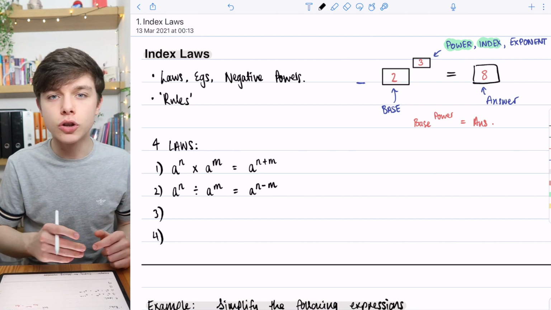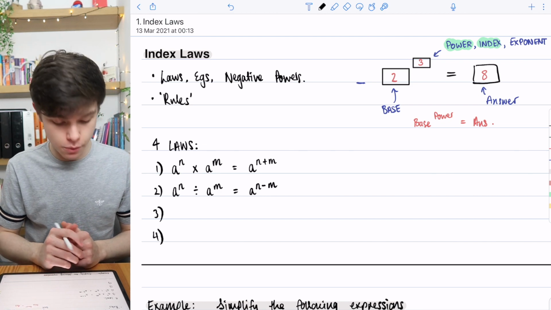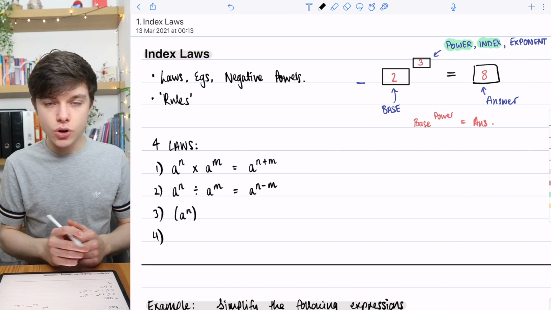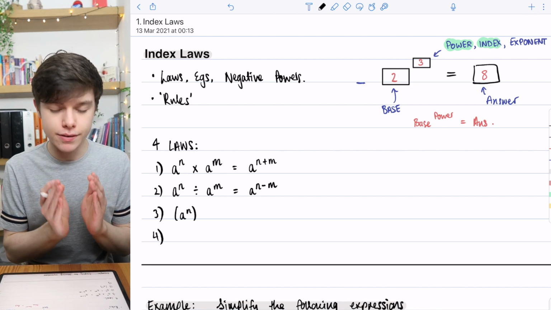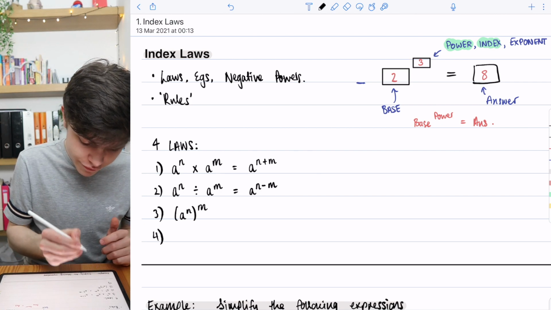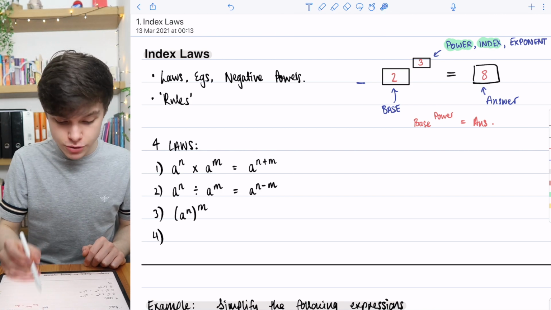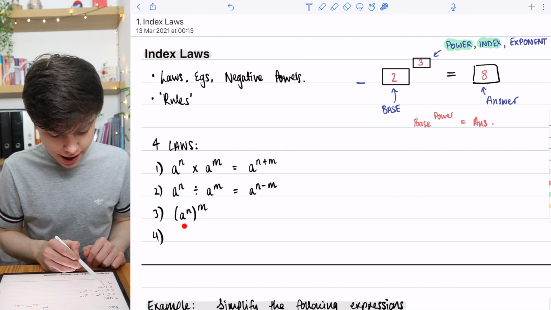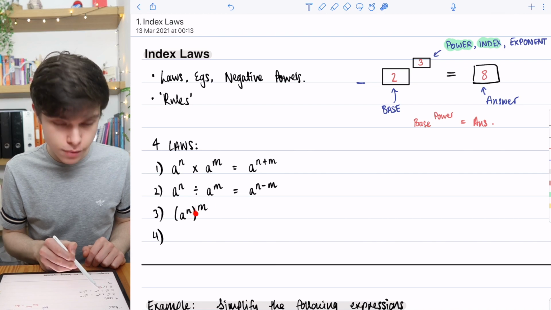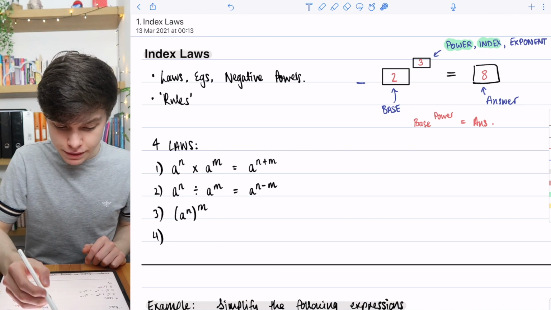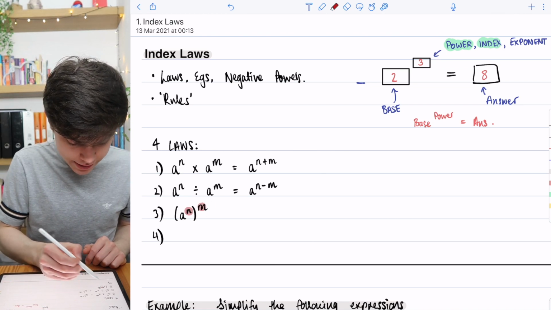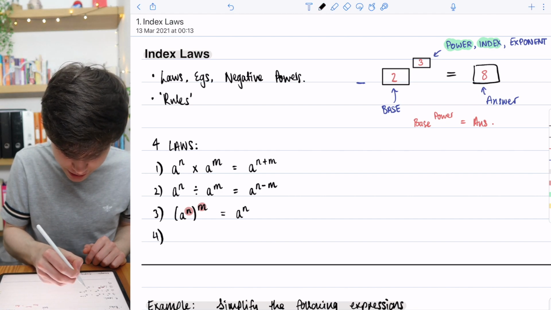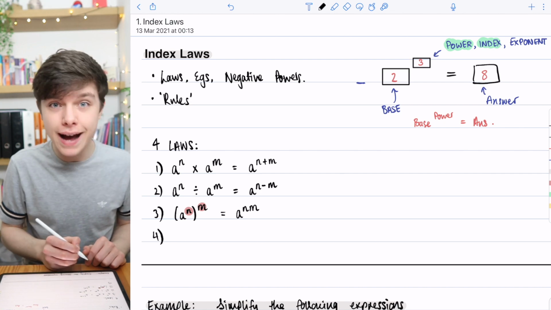The second law is when we've got a power to a power. So let's say we had a to the n, and I'm introducing brackets here because I'm going to raise all of that to the power m. So what I'm doing here is I'm actually doing a to the n, working out what that is, and then I'm going to raise that all to the power of m. To simplify that, all I can do is take the two powers and just multiply them together. A to the n multiplied by m.